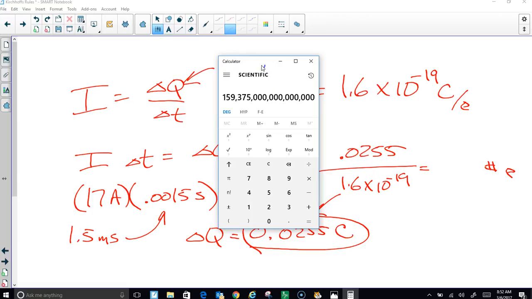I'm assuming we can leave it as 1.59 whatever times 10 to the 17th. 1, 2, 3, 4, 6, 7, 8, 9, 10, 11, 12, 13, 14, 15, 16, 17. Yes. It's ridiculous. Okay.